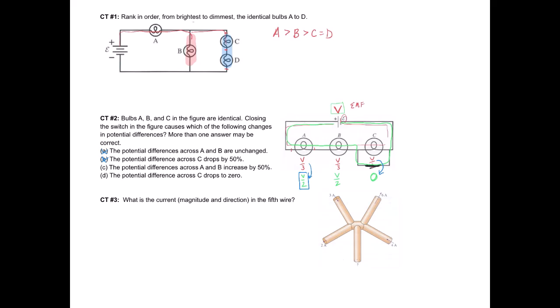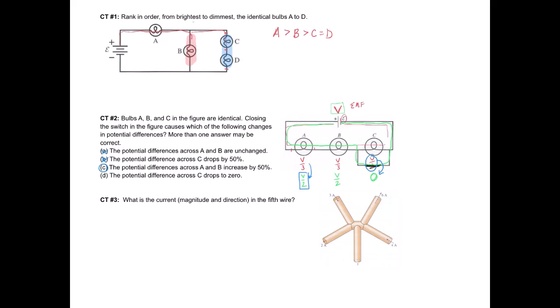Now, if that math is challenging for you, then go ahead, work it out, show the fractions, and you should be able to figure it out. Now, one way to do it, I guess, would be to say, well, the potential difference across C, which was V over 3, that's going to split up. Half of it's going to go to A, half of it's going to go to B, so it does increase by 50%.